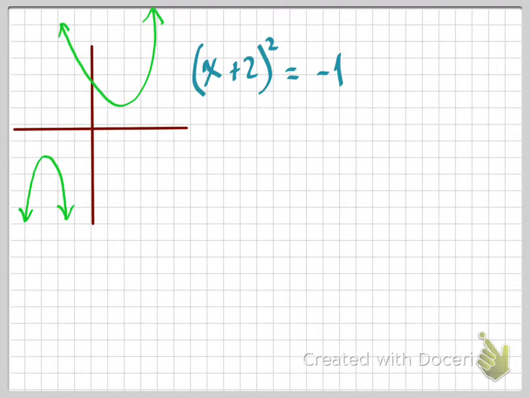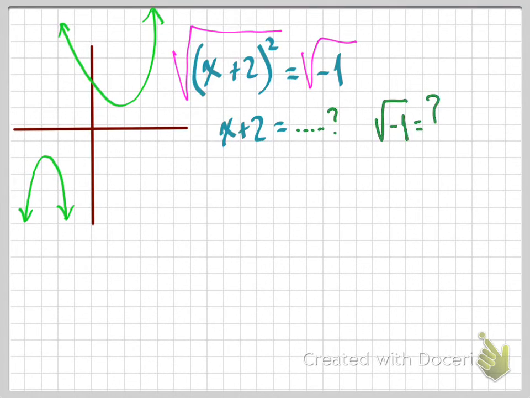Okay, so let's say you get to this point here, and you're going to solve it by taking the square root of both sides. Well, that gives you just plain old x plus 2 on the left side. Cool. But on the right side, you got the square root of negative 1. What is the square root of negative 1? Wait a minute. How can you have a number that when you square it, it equals negative 1? That doesn't make any sense, right?